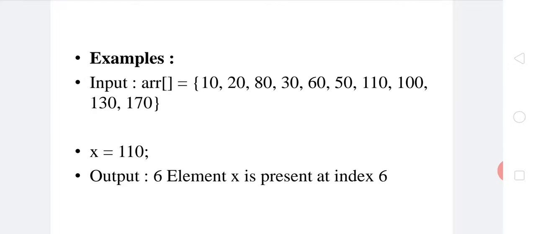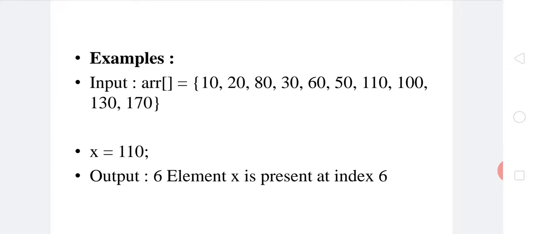As you've seen here, the array is 10, 20, 80, 30, 60 up to 170. In the first step, the search value 110 is compared with location number 0, which contains the value 10. If a match is found, then we return the location of this particular element. If the match is not found, then we go to the next memory location, which is location number 1, which contains the element 20. Now again 110 is compared with 20. Number is not present, so we go to the next location.